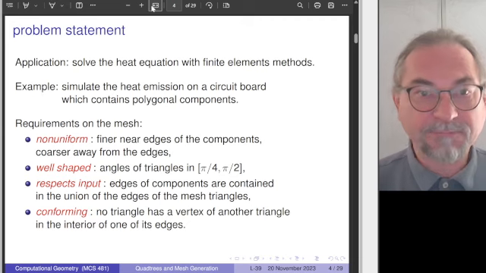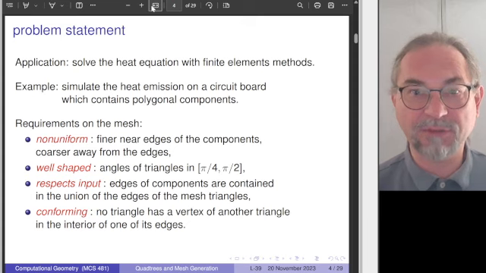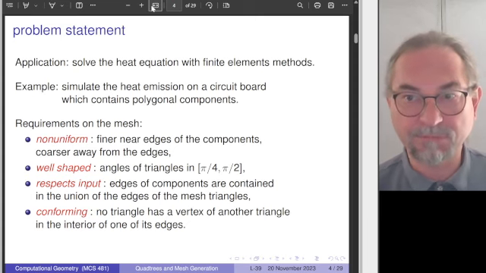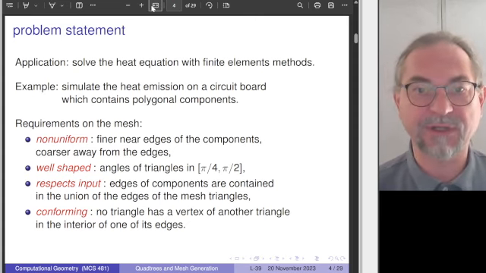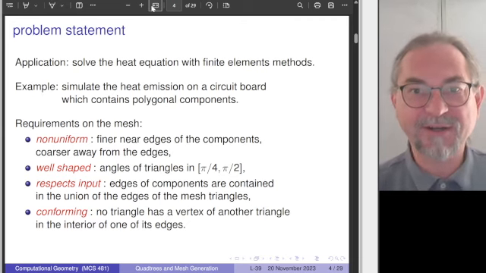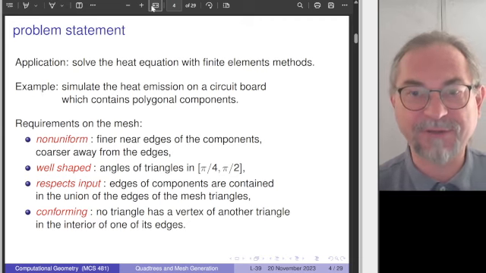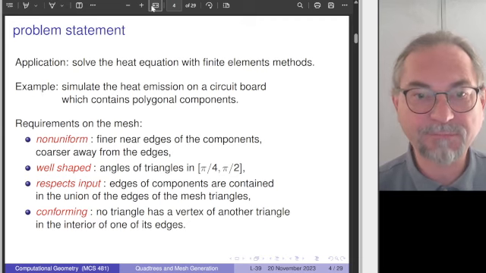Okay, what are the requirements on the mesh? So first of all, the non-uniformity that was motivated on the previous slide. If we are modeling a circuit board where the components are represented by polygons, then for our heat equation we want to have a finer granularity near the edges of these polygons.